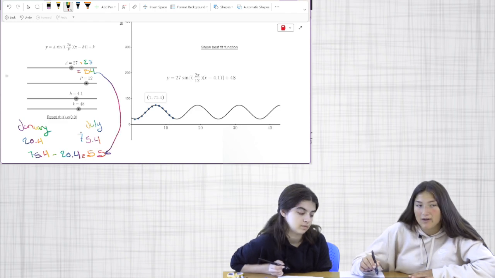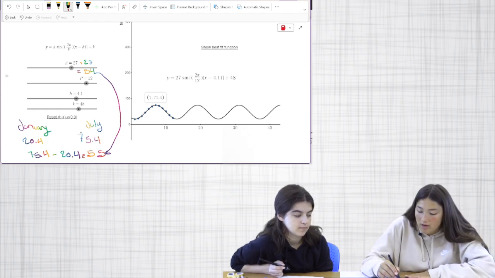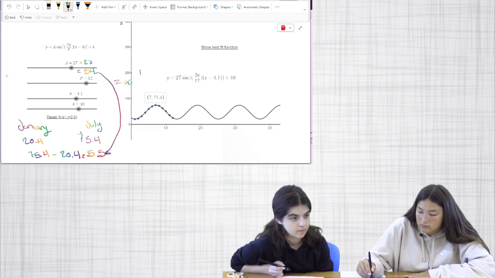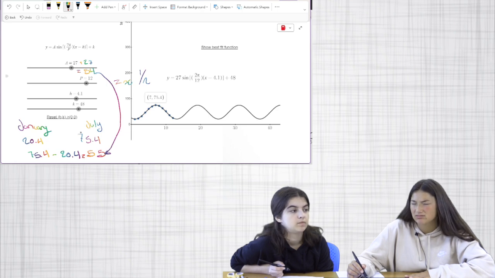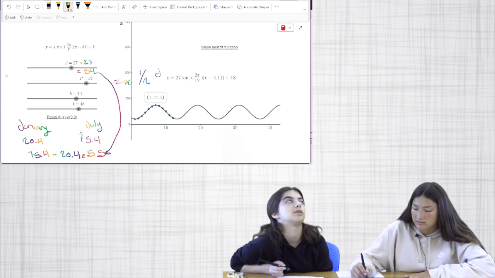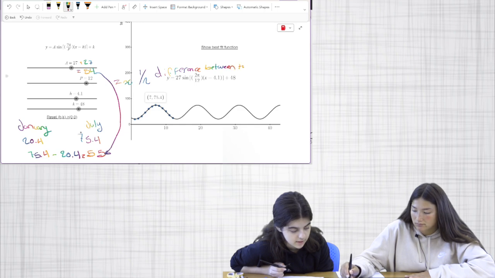So that is half of the difference, approximately, yeah. About. So A equals about one half of the difference between the max and min.